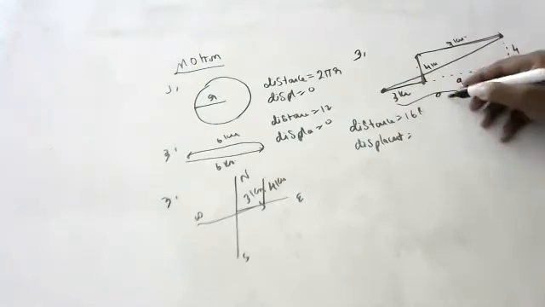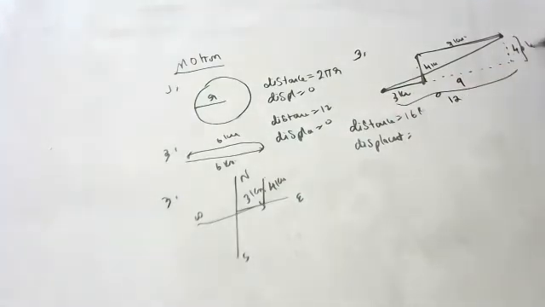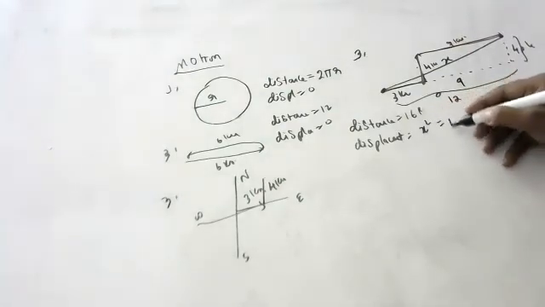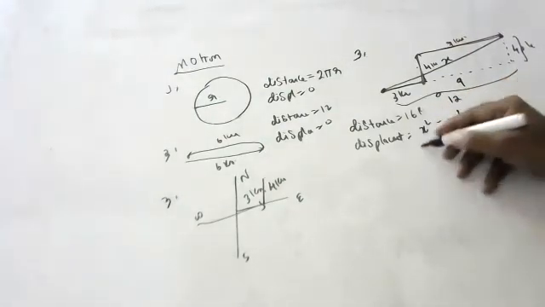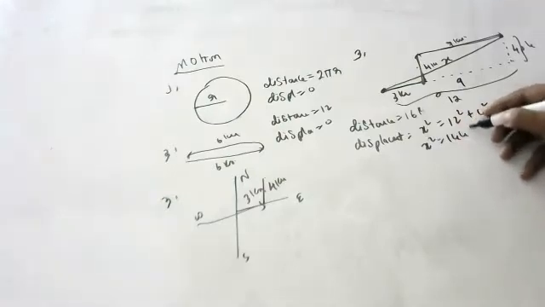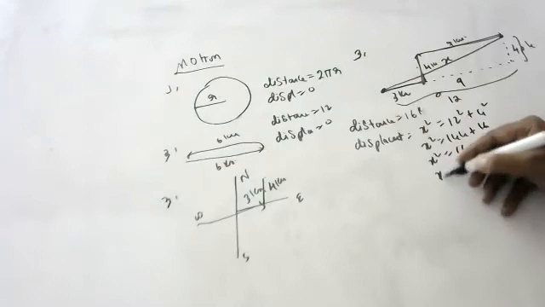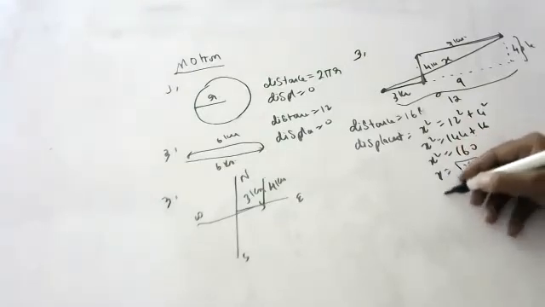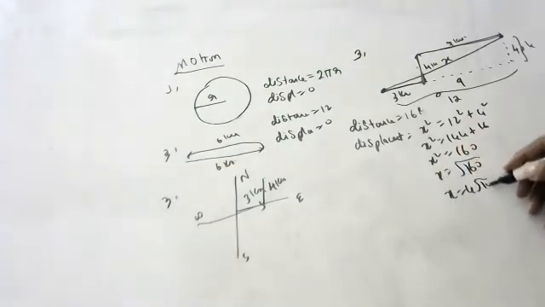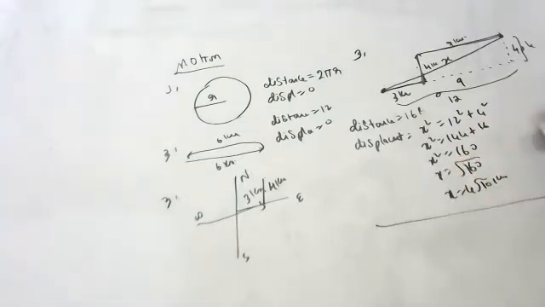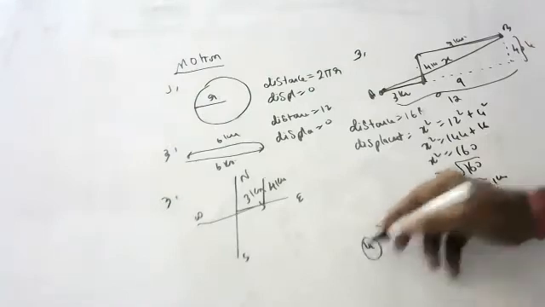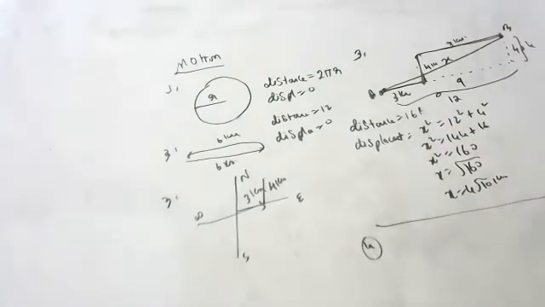What is the total here, children? 12. And what is here? 4. You have to find out x. How do you find out x, children? Sir, 12 square plus 4 square is equal to x square. X square is equal to 144 plus 16, that is 160. X is equal to root of 160, which is 4 root 10 kilometers. It is the displacement, the shortest distance between initial and final points.